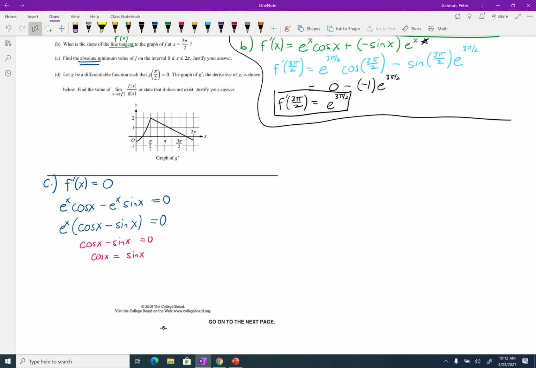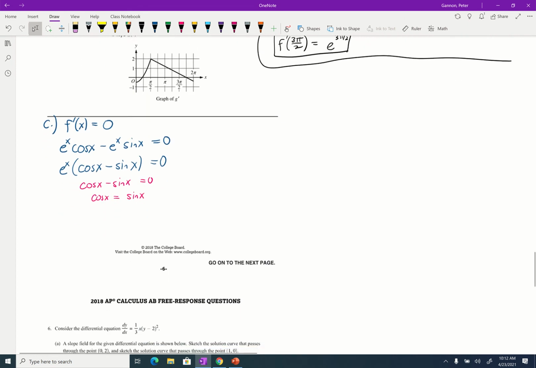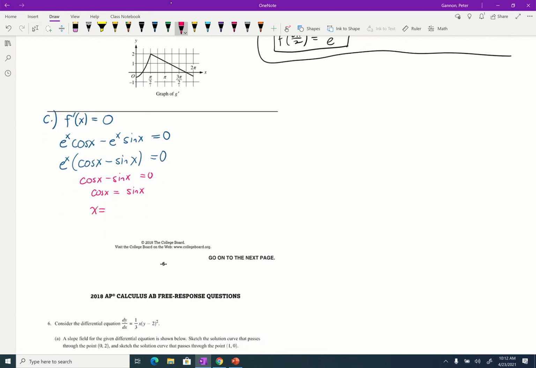All right, and we're looking at the interval from 0 to 2 pi, and cosine of x is going to equal sine of x when x is equal to pi over 4, and also 5 pi over 4. So it's at quadrant 1 and quadrant 3 when that reference angle is pi over 4.